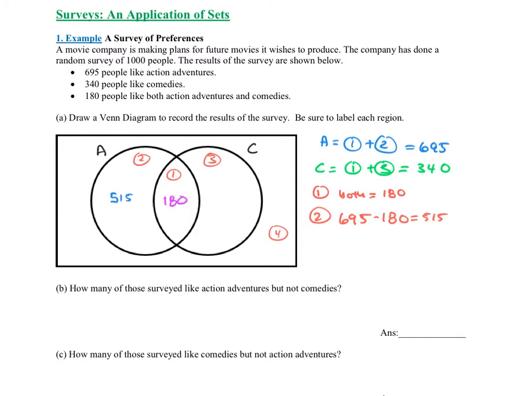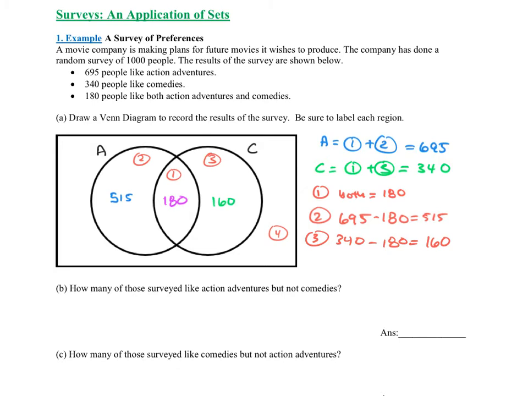I want to think about, what do I put in region 3? Well, I know that regions 1 and 3 added together need to be 340. So how do I find region 3? To find region 3, I take the total number, which is 340, minus the 180 I already placed in region 1. 340 minus 180 gives me 160. So if I go to region 3 in my picture, I know that I have 160 people.